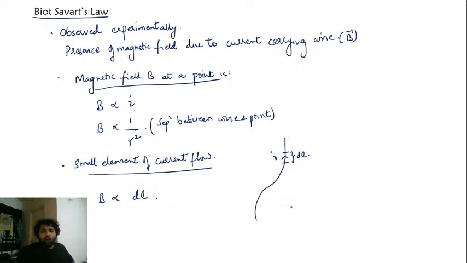So using all of this, we came up with a formula saying B will be equal to mu naught by 4 pi, the proportionality constant, times I into dl cross r by r cube. Why this came, I will tell you as we go.